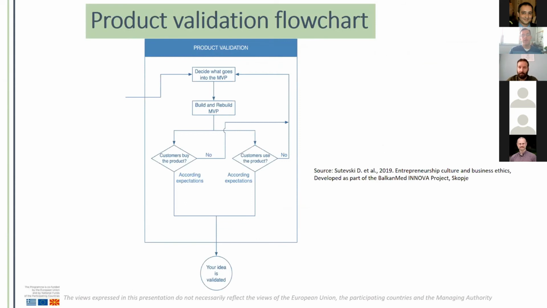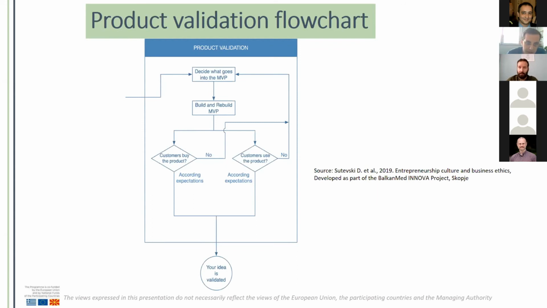So what's the product validation flowchart? This is the diagram that keeps you going into product validation. So we have the idea, you have the business model, all the steps that I have explained so far, and we come up to a point, decide what goes into the MVP. So either we're going to put all the features in, or we will eliminate something. The market is not ready at the moment. We don't have the resources to develop all these features or whatever. And then we build and rebuild MVPs.